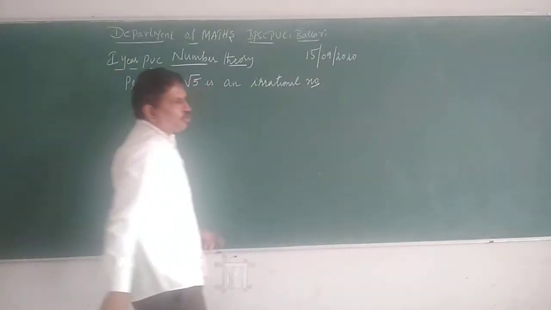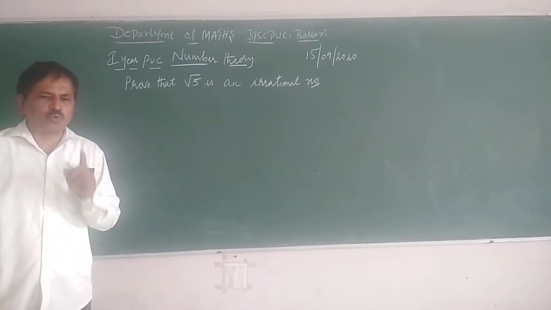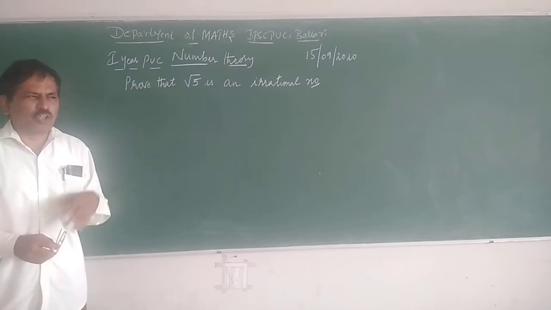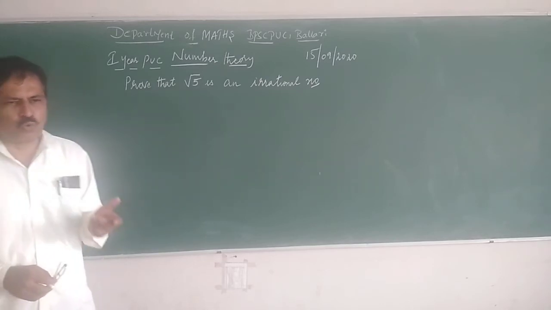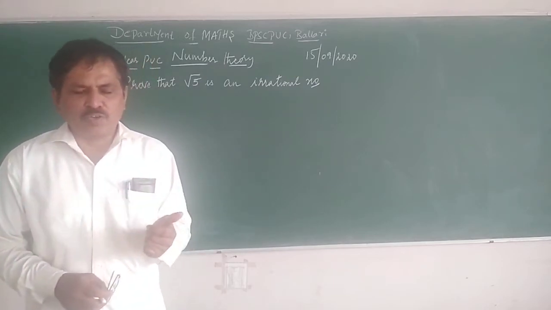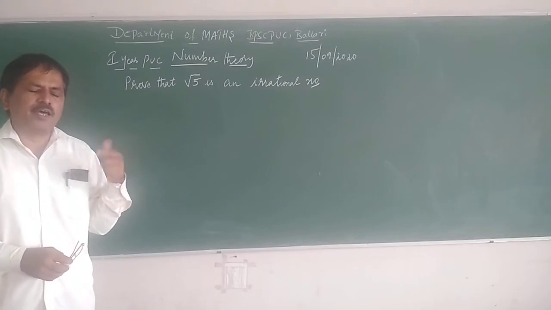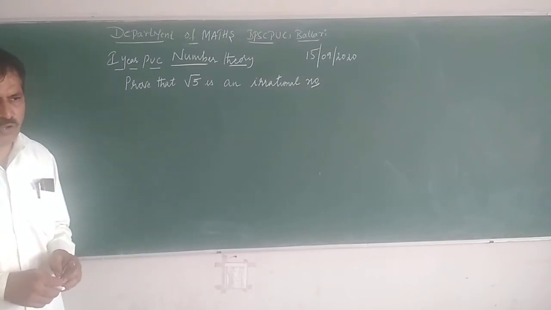That means root 3 is homework for you. Root 7 will be homework for you. Up to that they will give. They will not give root 11, root 13. Only root 2, root 3, root 5, root 7. So root 2 I have done yesterday, root 5 I will be doing today, and root 3 as well as root 7 will be homework for you.